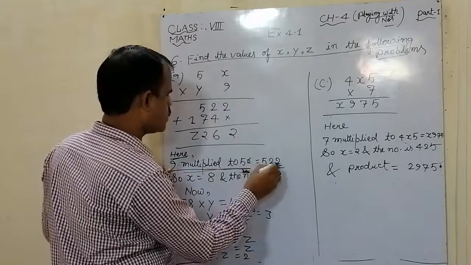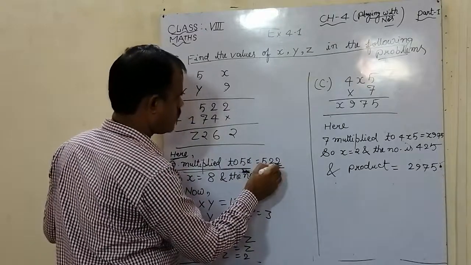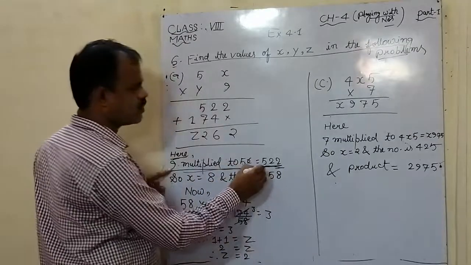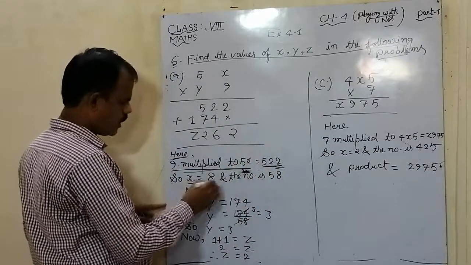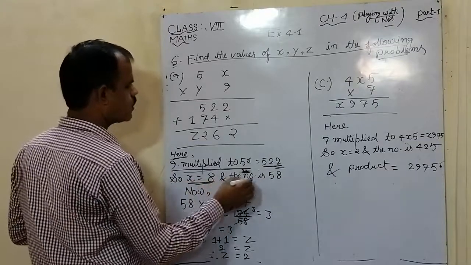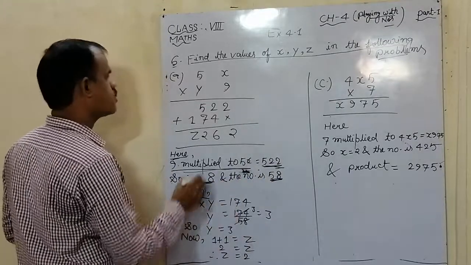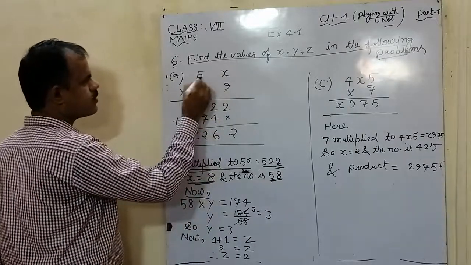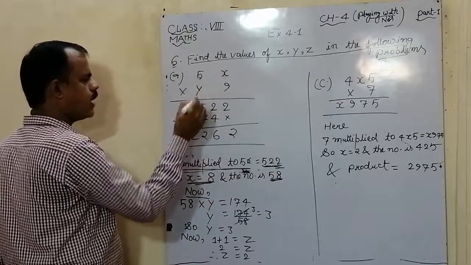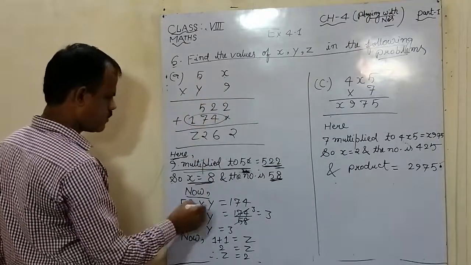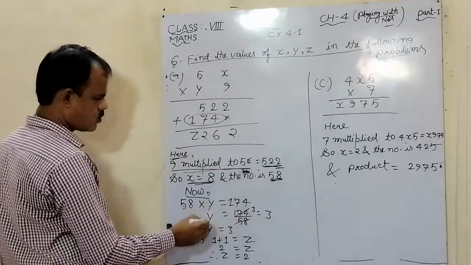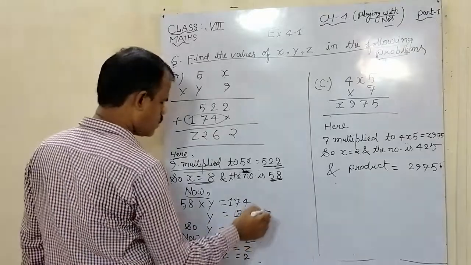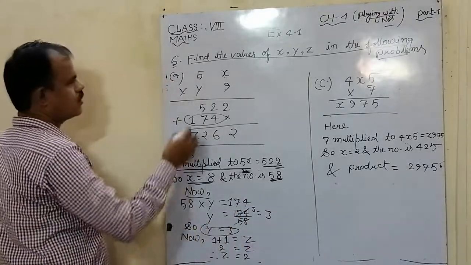So 9 times 8 is 72, 7 is carry, and 9 times 5 is 45, and 45 plus 7 becomes 52. So the value of x is 8. So the number becomes 58. Now 58 into y becomes 174. So y equals 174 by 58. 58 times 3 is 174. So the value of y is 3.